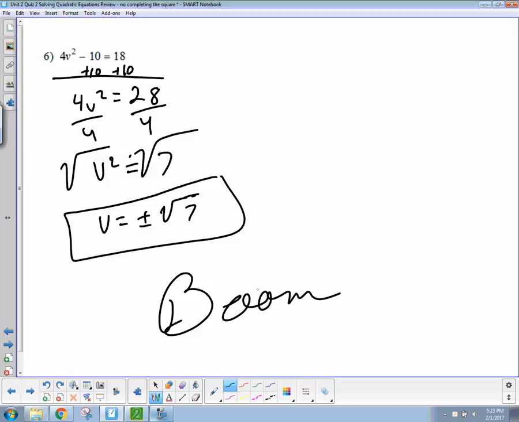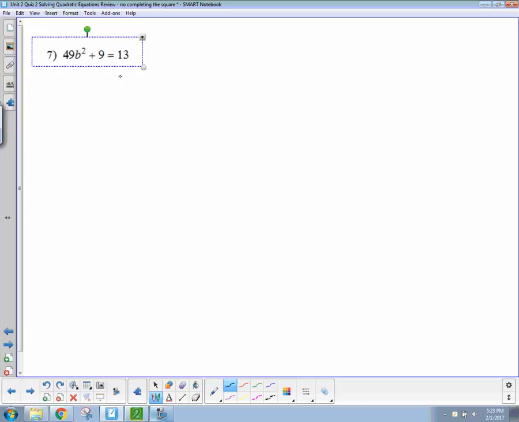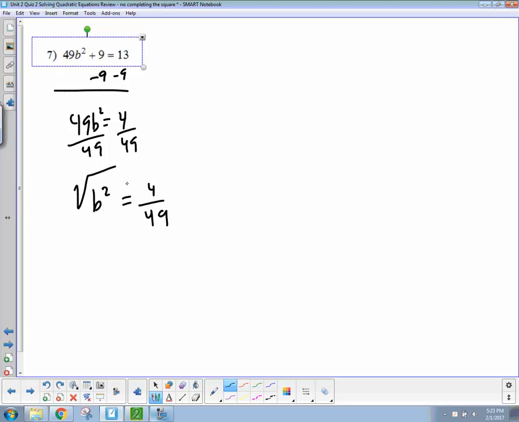Again, same thing. Subtract 9. 13 minus 9 is 4. 49b squared. Divide by 49. b squared. Let's see, does that reduce? That doesn't reduce. Guys, I know this looks really weird, but I'm going to plug this in my calculator, and it's going to give me an answer. And I know it's going to be a plus minus something.